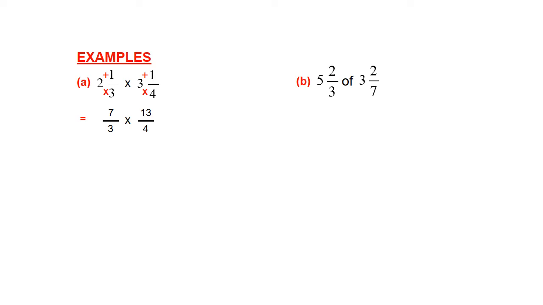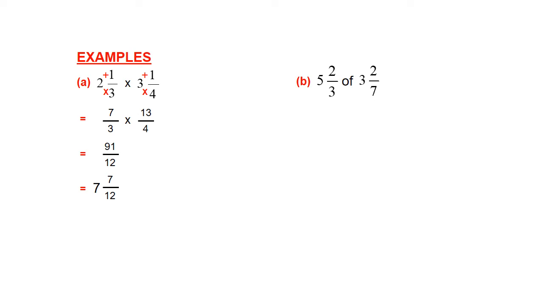Now I'm going to apply any of the previous methods. Either I start multiplying 7 by 13 and 3 by 4, or I check first if I can simplify. Not in all the examples, not in all the cases you can start simplifying. Here, there is no simplification, so I'll start making 7 times 13, 91, over 3 times 4, 12. Simplify the answer to make it a mixed number. It will be 7 and 7 over 12.